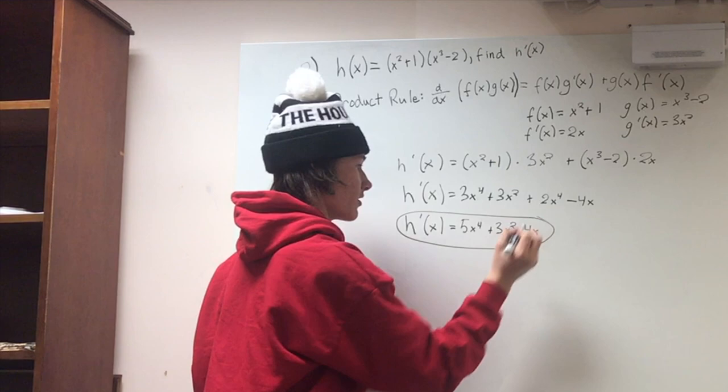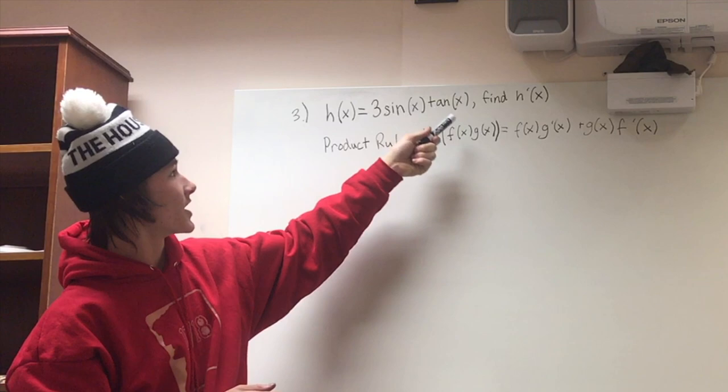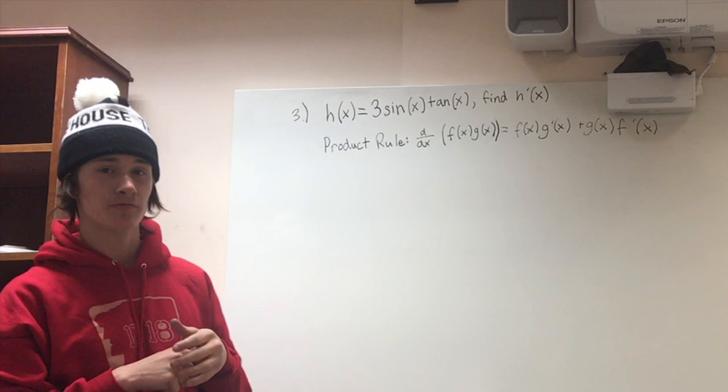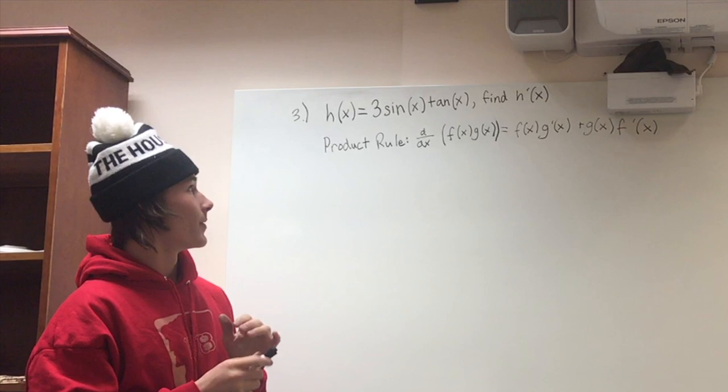So for our third example problem, we will be finding the derivative of 3 sine x times tan x. And we're going to be doing that with the product rule. This is similar to the first two we did, except we're not working with polynomials here. We are actually working with trig identities. So for this one, you really just need to know your trig rules with regards to derivatives.